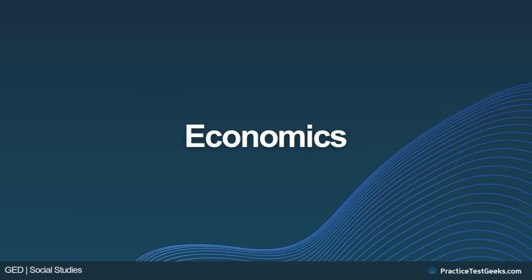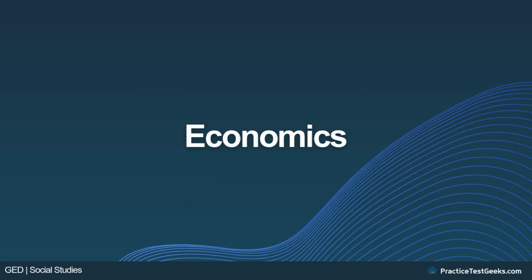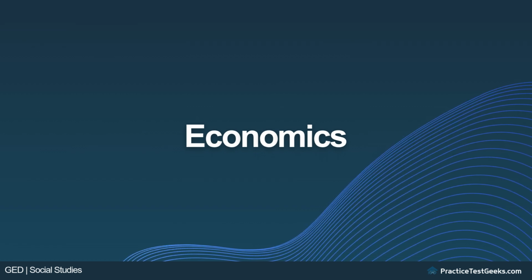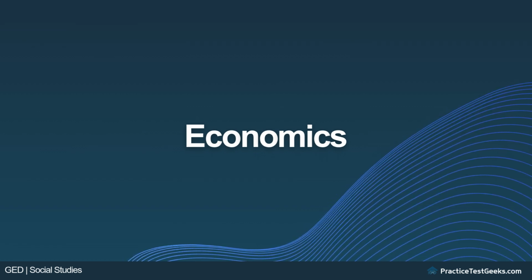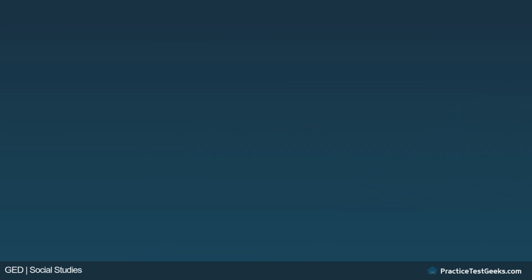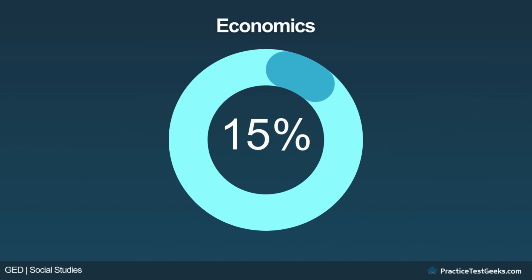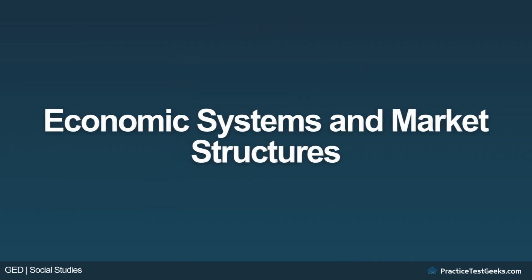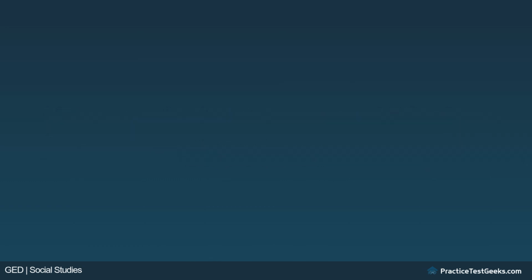Welcome to economics, one of the most frequently tested areas on the GED Social Studies exam. This lesson focuses on essential economic concepts that appear regularly on the test, including market systems, supply and demand, economic indicators, and fiscal policy. Economics questions typically make up 15% of the social studies test, so mastering these concepts is crucial for your success. Let's begin with economic systems and market structures.